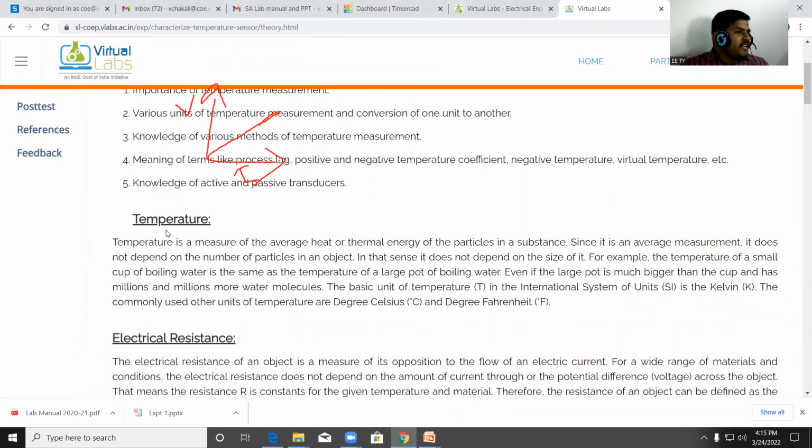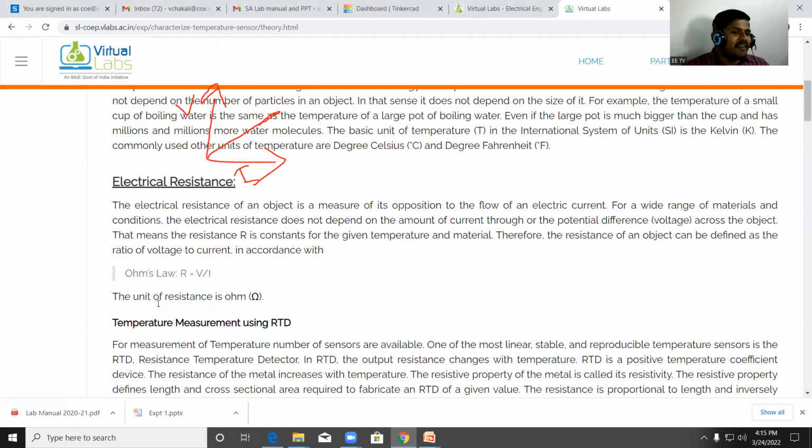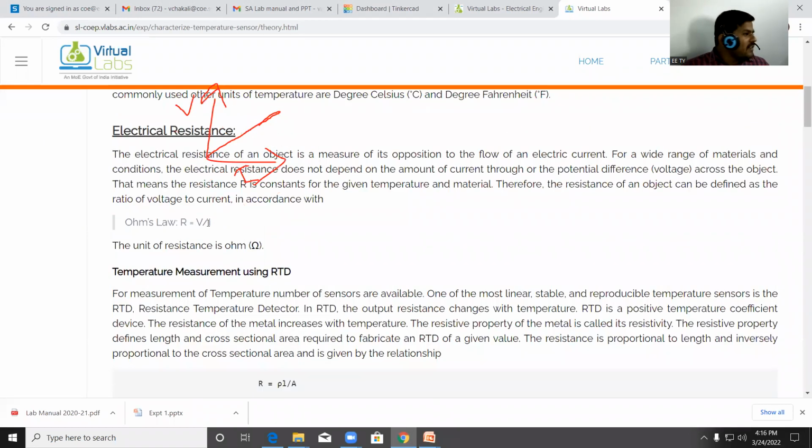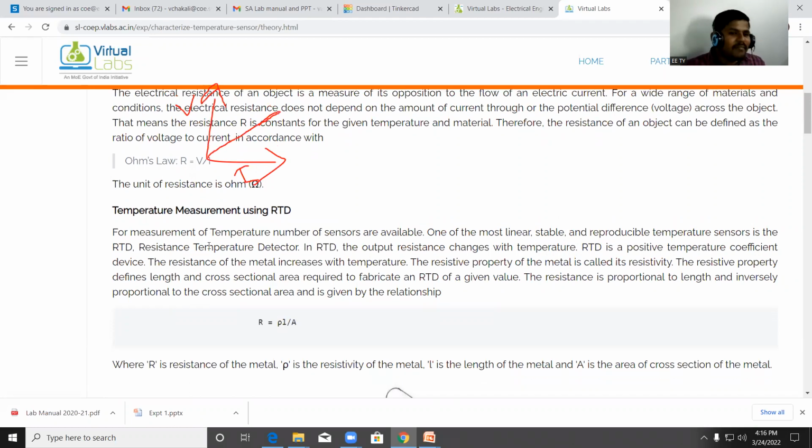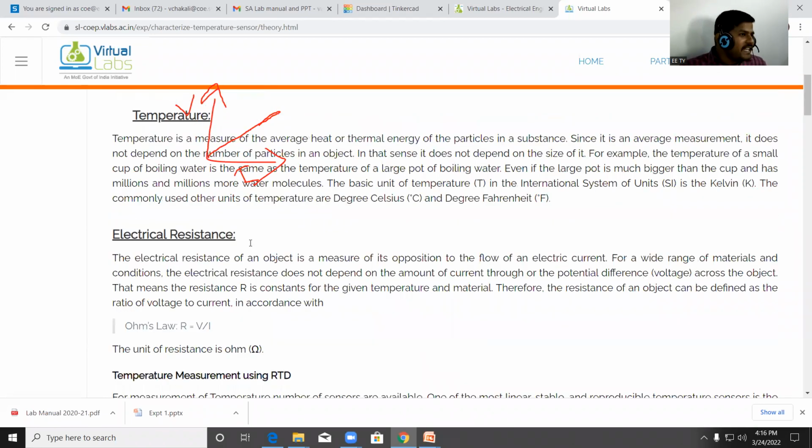Then theory: what is temperature from the basics. It is a temperature sensor. First of all, what is temperature? Then temperature dependent resistor. Then what is a resistor? That is an electrical resistor. So all the theory is given. Why the proportion of current and resistance is there. Then how temperature is measured by using an RTD, resistive temperature detector. Again, I think you people know the equation of resistor. What is the equation of resistor?